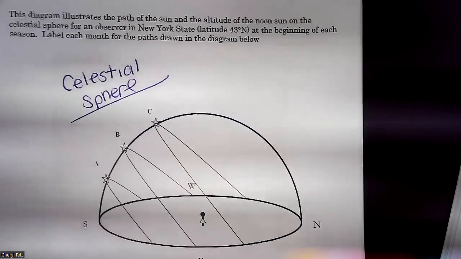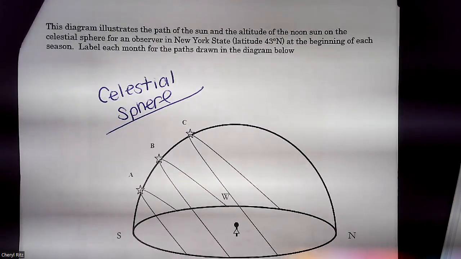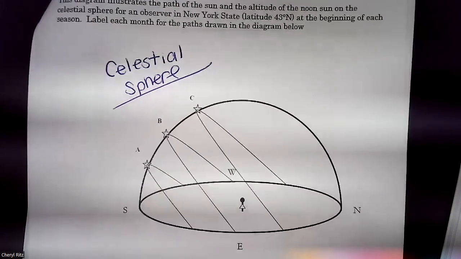Now, it is important when you get something that looks like this that you read the things that look like directions. So you gotta read them. The diagram below illustrates the path of the sun and the altitude of the noon sun on the celestial sphere for an observer in New York State, latitude 43 degrees north, at the beginning of each season. Label each month for the paths drawn on the diagram below.